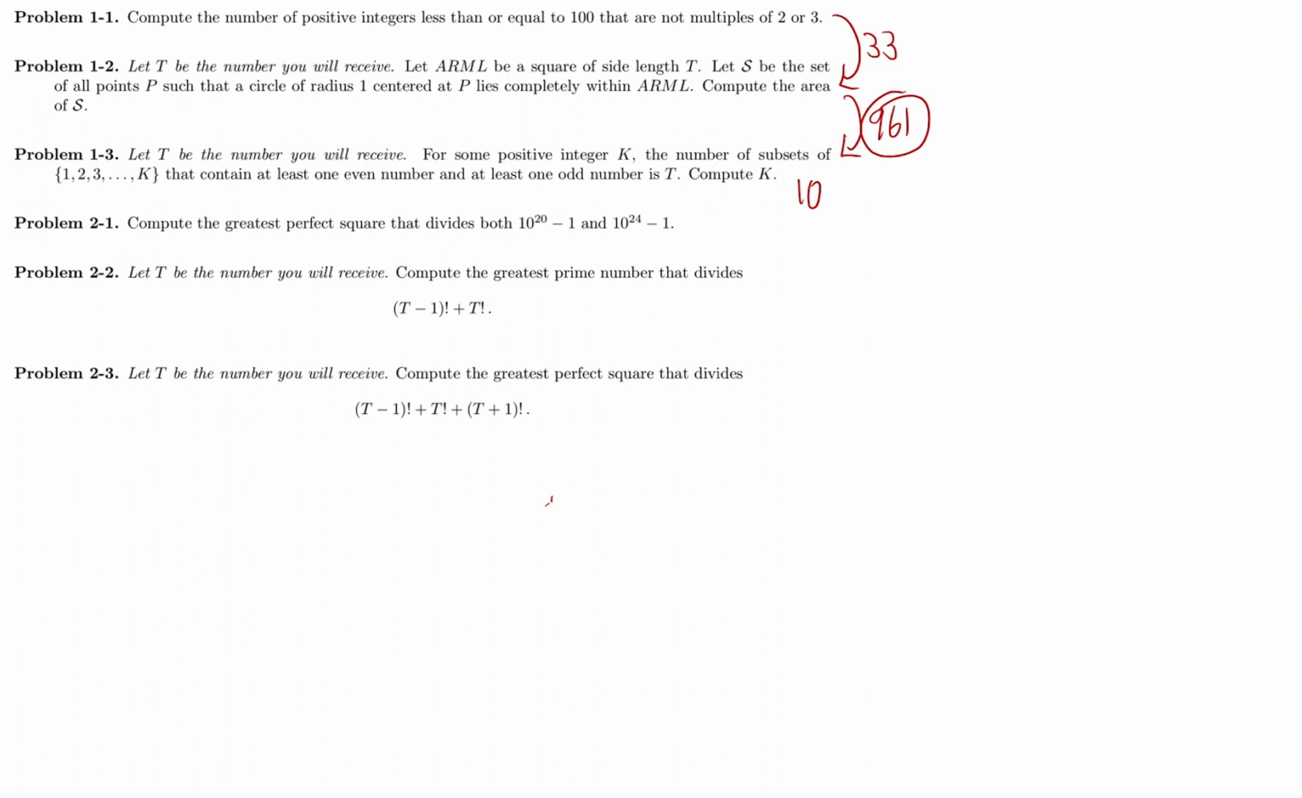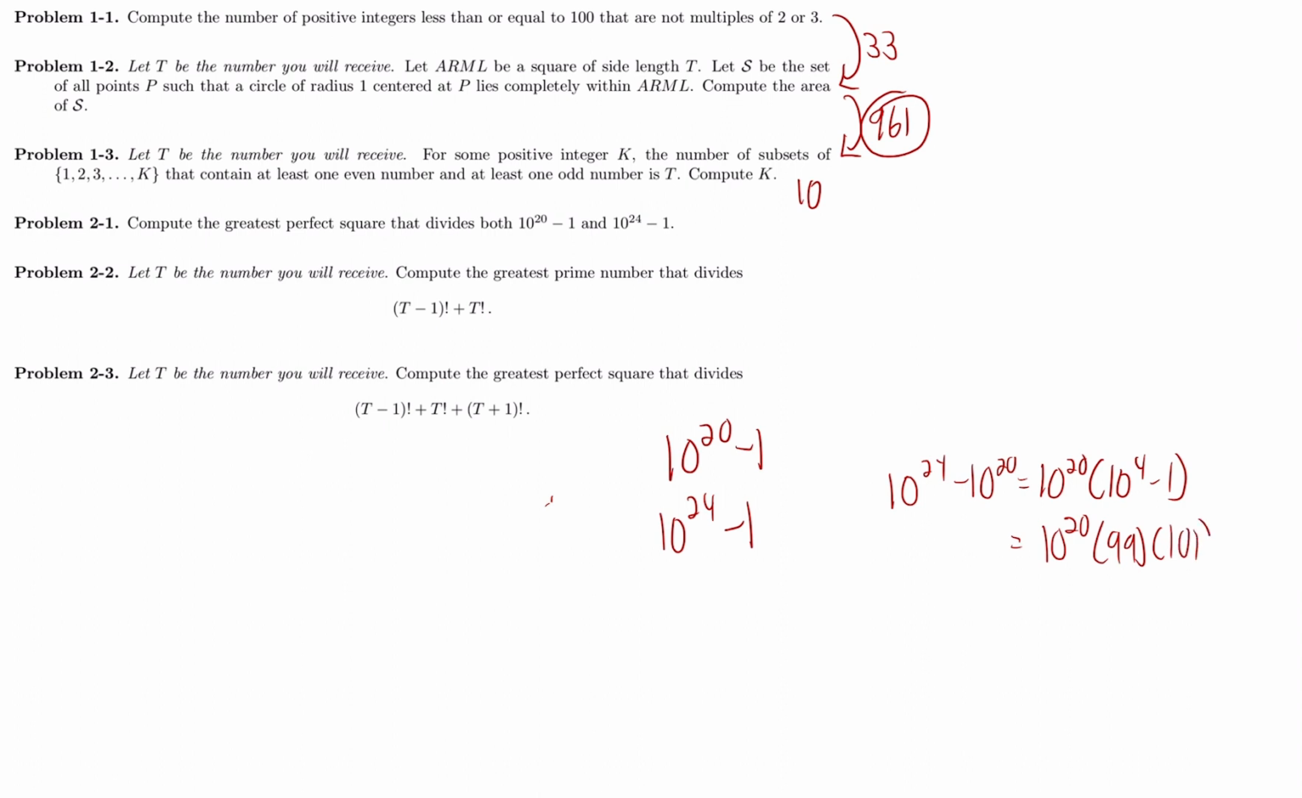Compute the greatest perfect square that divides both 10 to the power of 20 minus 1 and 10 to the power of 24 minus 1. Okay, so if this perfect square divides both of these, then it must divide their difference, which is 10 to the power of 24 minus 10 to the power of 20. And this is 10 to the power of 20 times 10 to the power of 4 minus 1, which is equal to 10 to the power of 20 times 99 times 101.